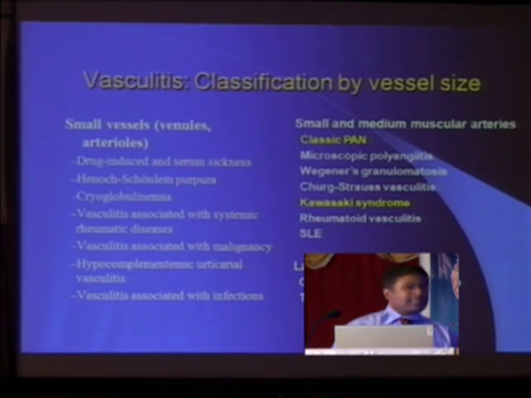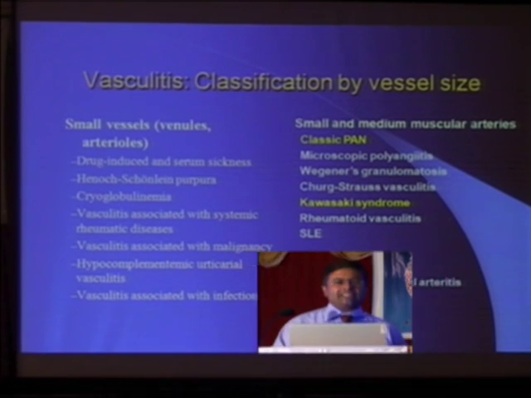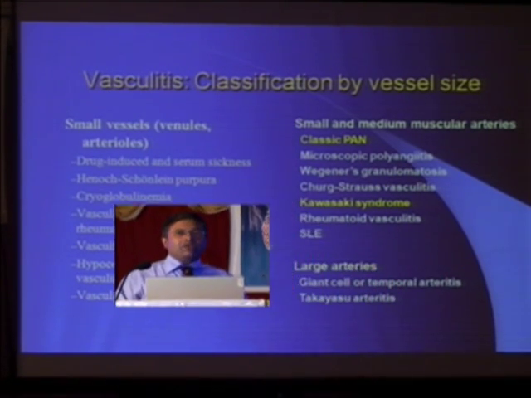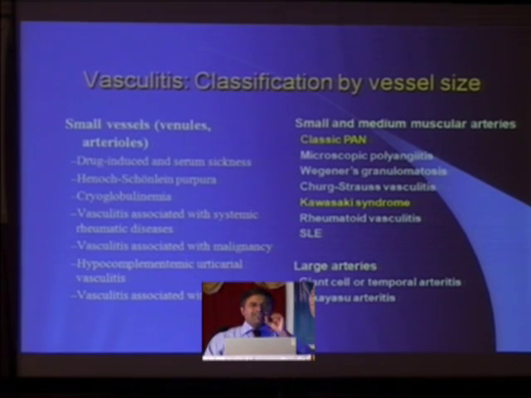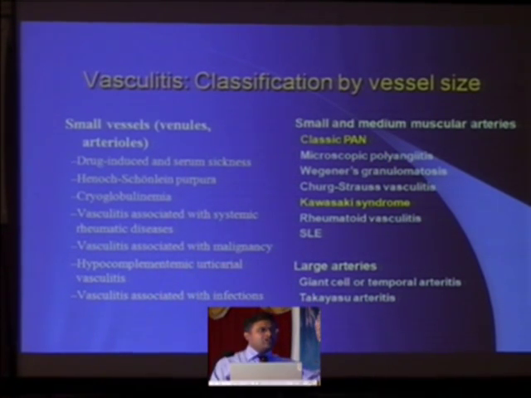Then there came a classification called the Chapel Hill classification, which said that now let's not look at the syndromic approach, we will see whether it is a small vessel, medium vessel, or a large vessel. Small vessels are venules, arterioles, and capillaries. You have a whole range of diseases, and if you remember the first slide which I showed, most of the secondary vasculitis would come in the small vessel.